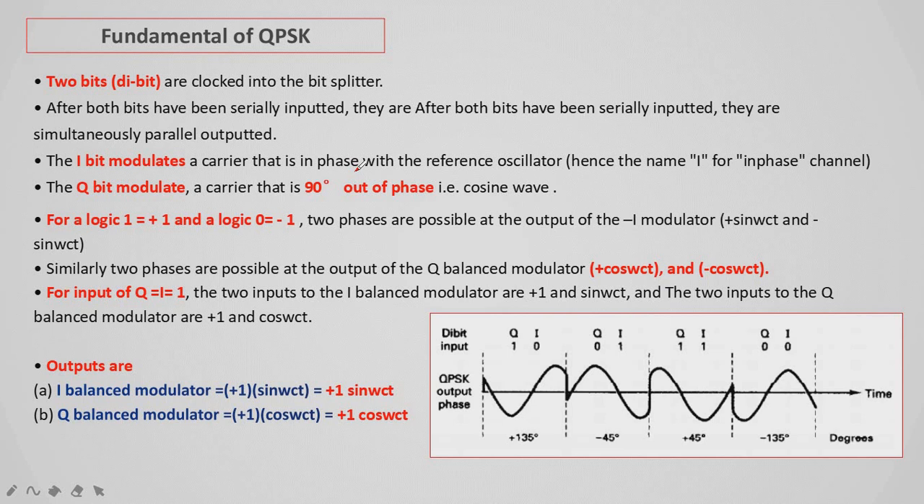While dealing with the block diagram, you can understand why I am using this I bit and Q bit. Whenever a logic 1 is identified, the potential you have to assign is plus 1, and when logic 0 is identified you have to assign minus 1. So two phases will be identified. According to that, your sine and cosine terms are multiplied with each other, and at the end you add those.